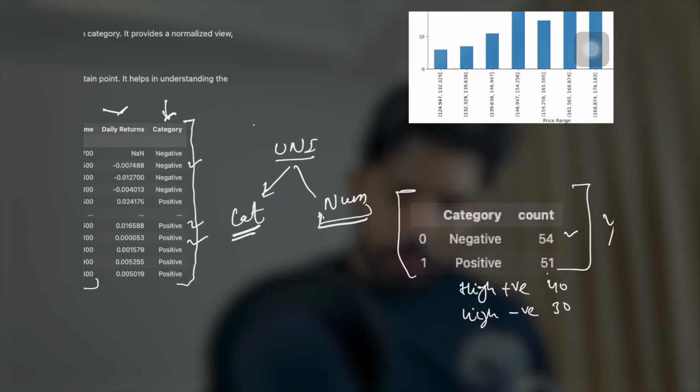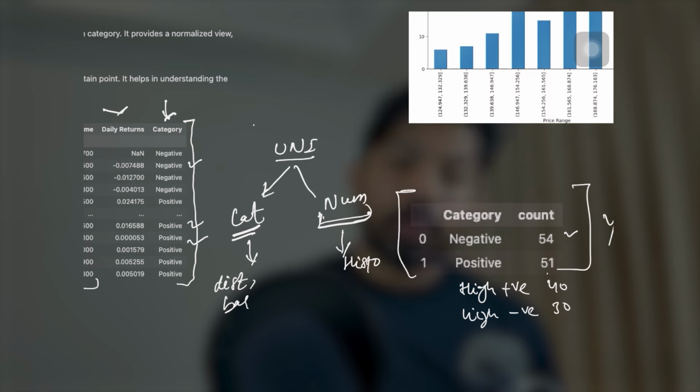So when we talk about the numerical, what we can do is draw a histogram. For categorical, we can draw a distribution table or a bar chart. And for numerical, we can draw a histogram.